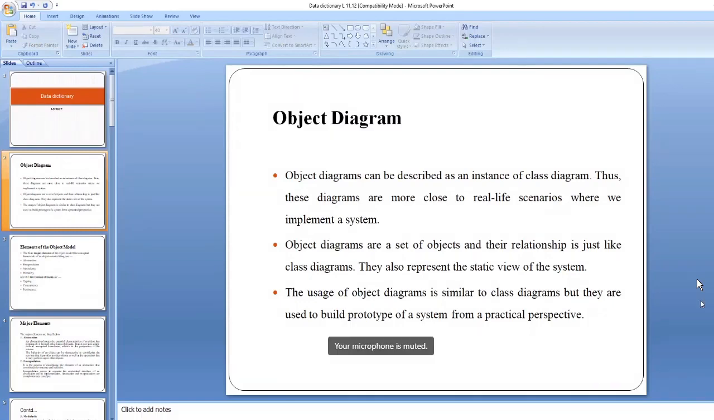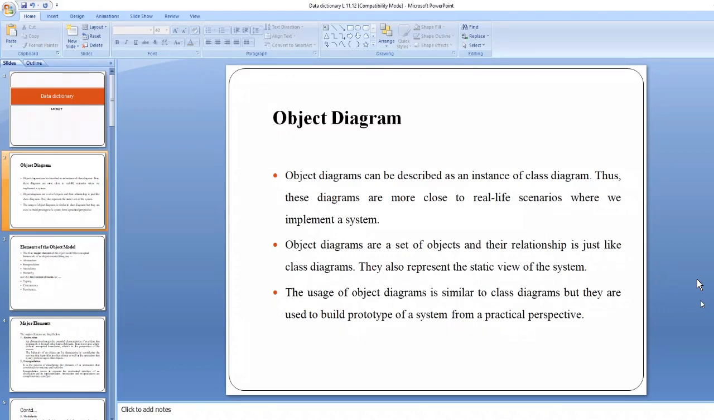There were few points which were left. Object diagram can be described as an instance of class diagram. Thus, these diagrams are more close to a real life scenario where it can be implemented for a system. Now these object diagrams can be called as a set of objects and their relationship like the class diagram. So when I was drawing class diagram and I was explaining it, I told that it is exactly like a class diagram where the things would be in more detail compared to the class diagram.